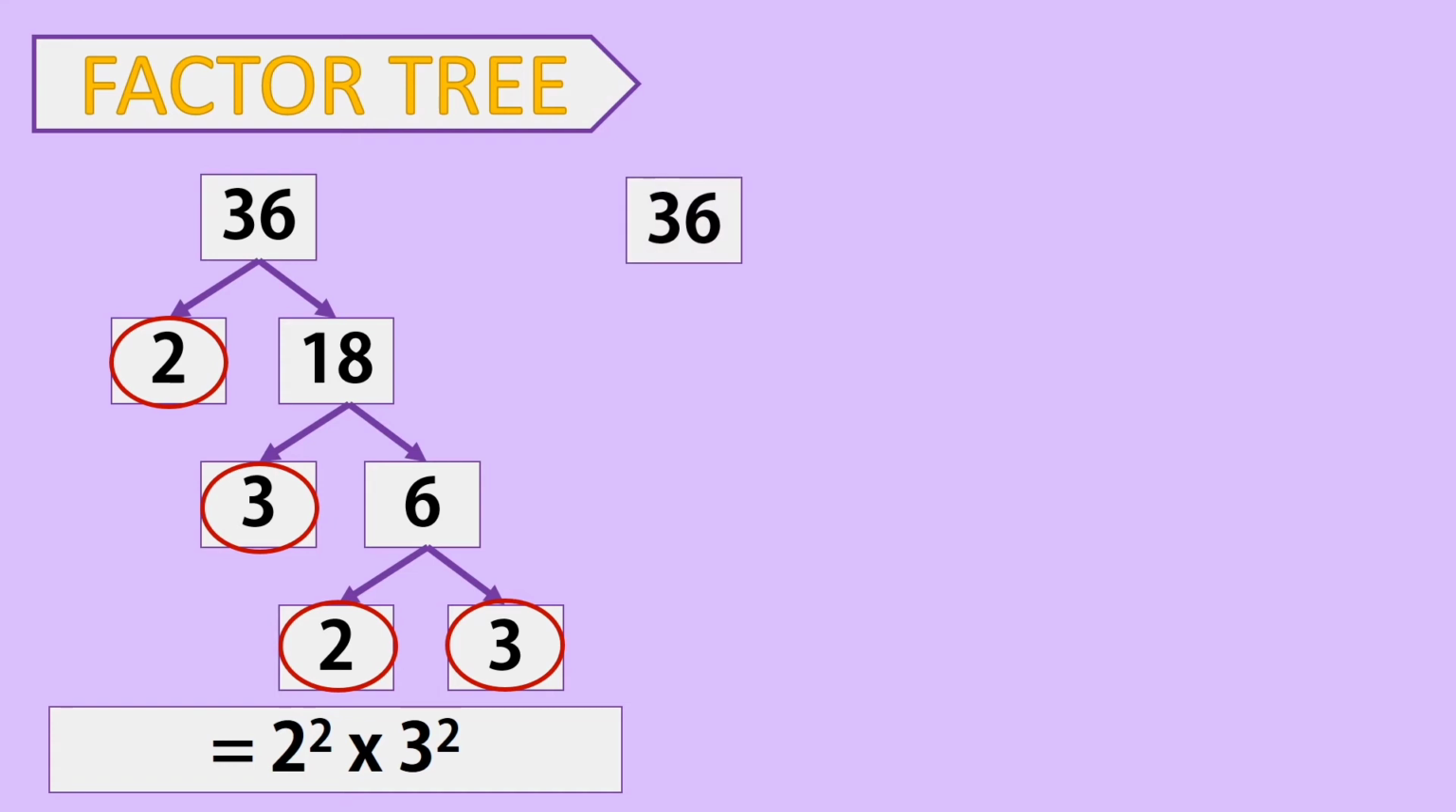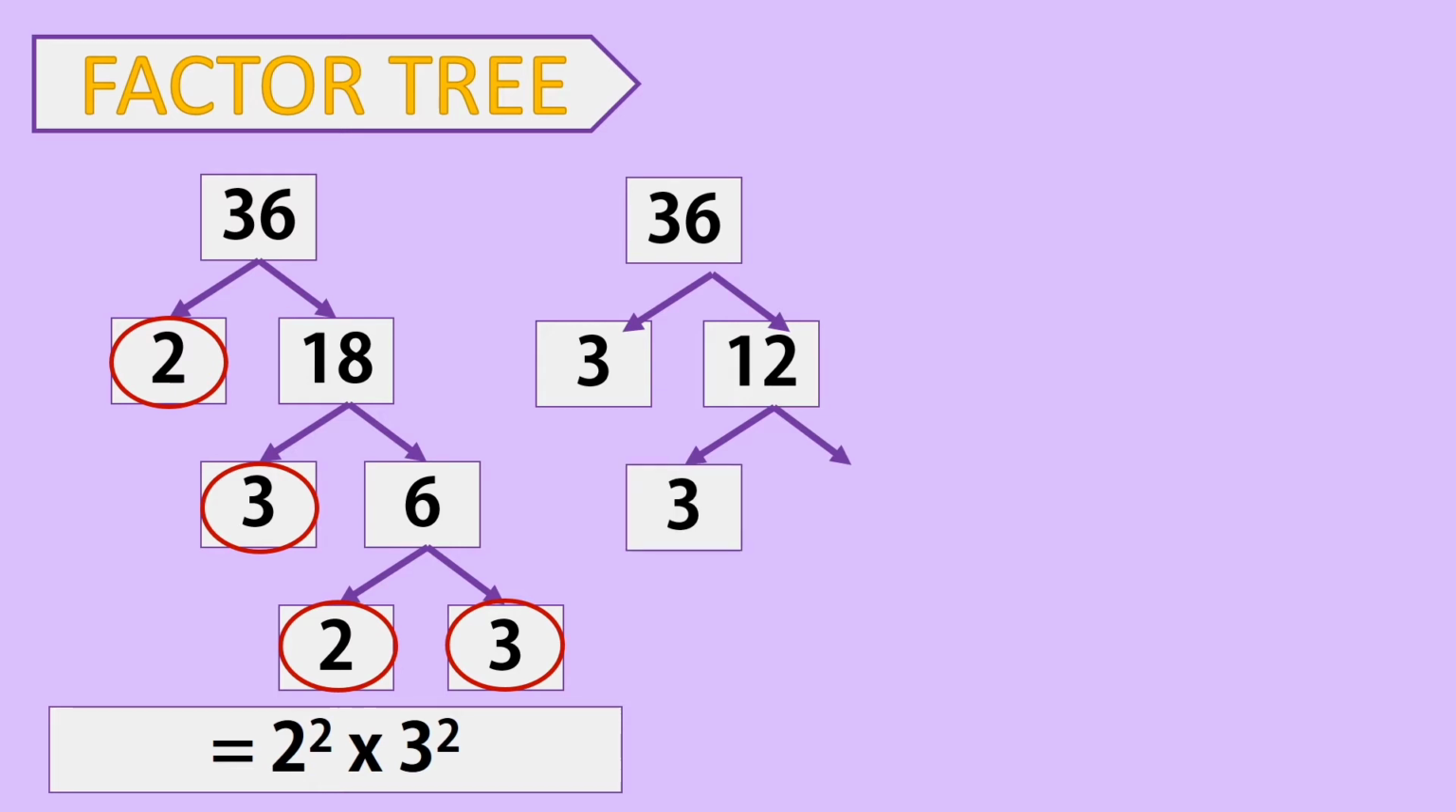Now, with the same number, let's try to get the prime factors of 36 by using different factors. So 3 and 12 are also factors of 36 because 3 times 12 is equal to 36. Then again, because 3 is already a prime number, let's just think of the factors of 12. 3 and 4 are factors of 12. And again, 3 is a prime number, so let's just focus on 4. Let's think of the factors of 4.